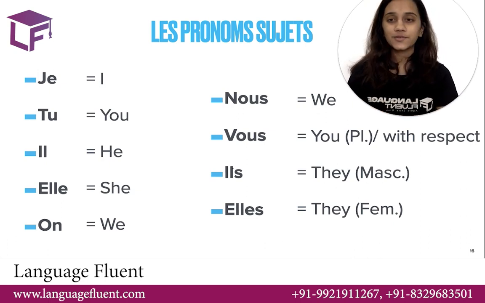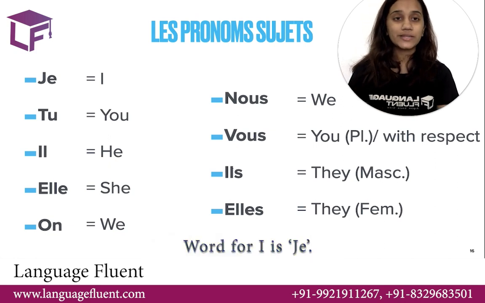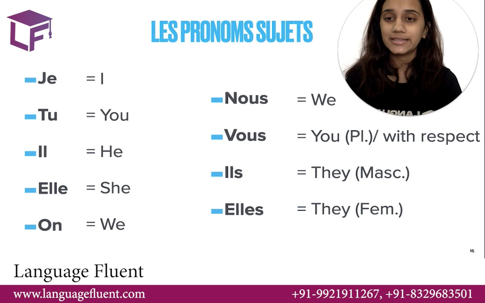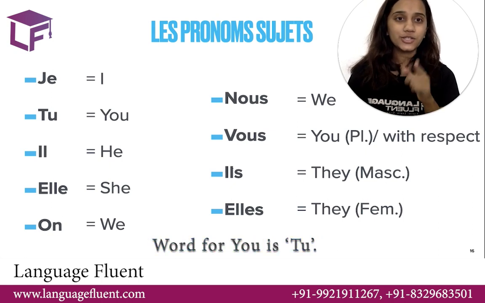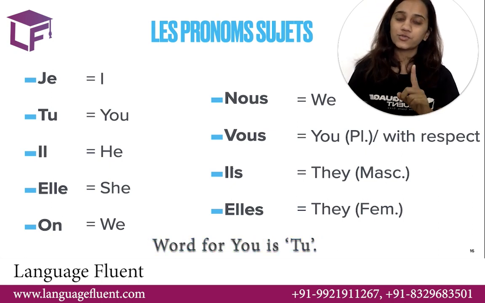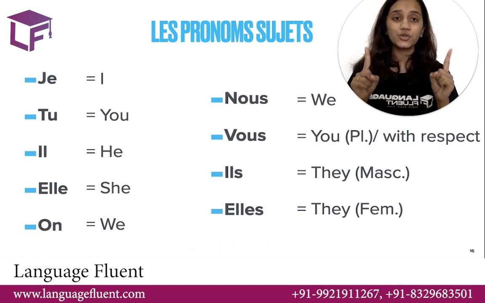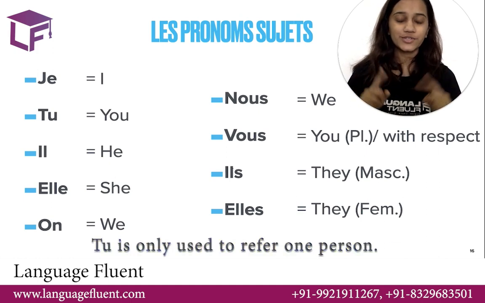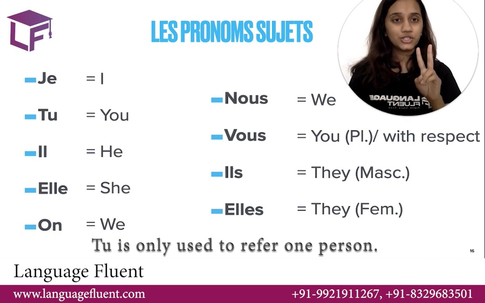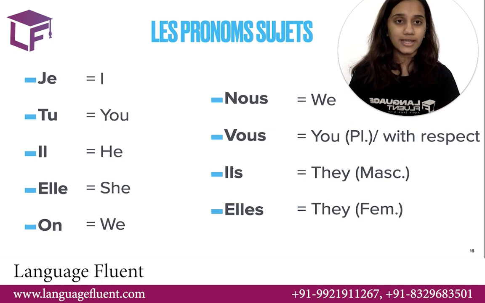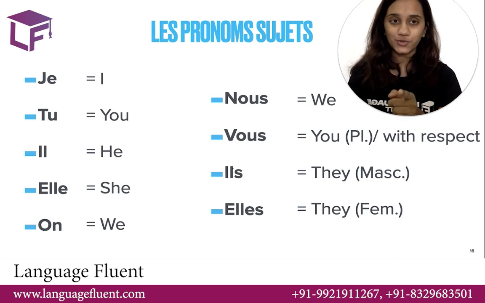So to begin with, we start with je, which means I. So first person singular, je. Then there is tu, which means you. So it's only used to refer to one person and never used for a plural, because in English we use you for both, so it might get confusing. So I have written there tu, which is only used to refer to one person. So again I'll repeat, je, tu.